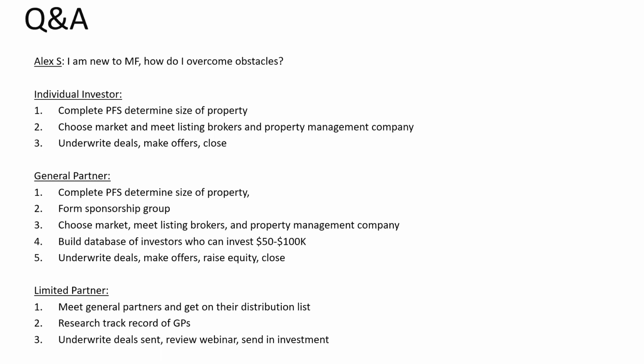And then you have a fourth step, which is you have to build a database of investors who can invest anywhere from 50 to 100,000 into your deal. And I'd probably, if you think you need only 20 people, I'd probably double that right now. Especially the market's been okay in terms of the stock market, but if there's another big downturn, I think people are going to feel even more nervous about putting that much money into a deal. So I would have a bigger database of investors, start underwriting deals, making offers, raise the equity, and then close.